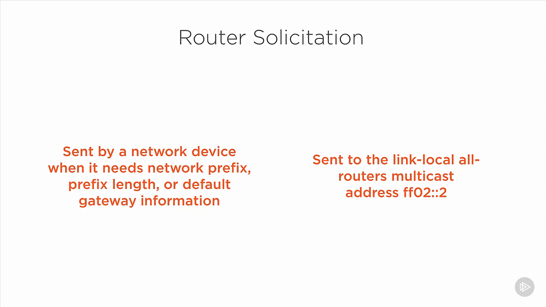First, the FF02::2 multicast is not routable. It's link local. So this multicast will only reach routers on the same link. Second, IPv6 routers will not route any packets with an unspecified source address. It will process them, but it will not route them.